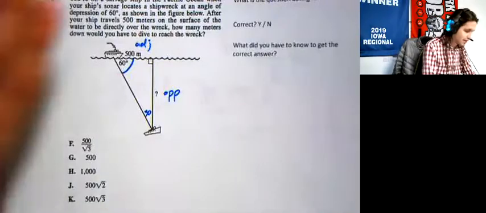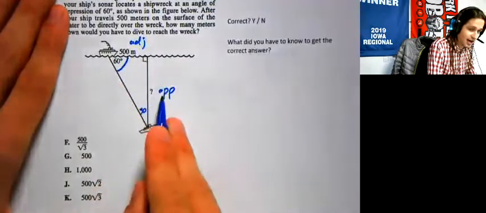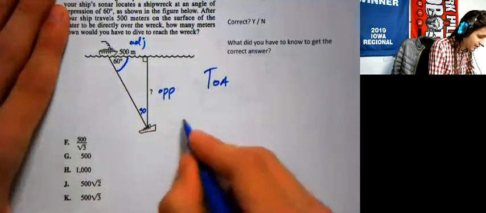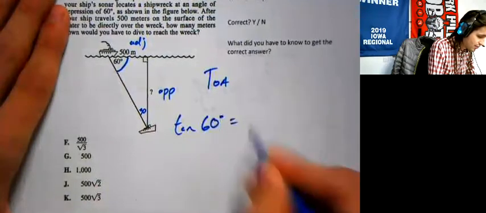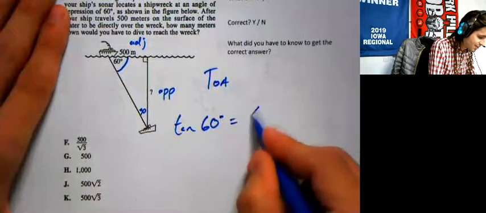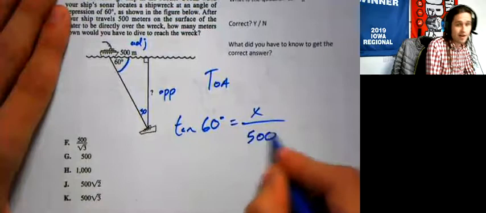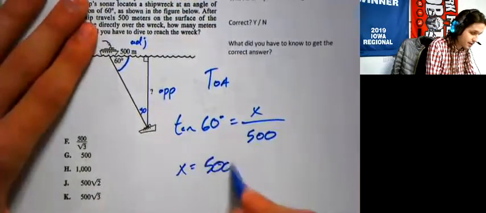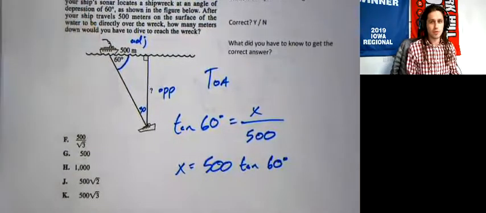So what do I know? I want to know about adjacent and opposite, so that makes me think I'm using TOA, a tangent function. Tangent of 60 degrees equals the opposite side, which I'm going to call x, over the adjacent side, which I know to be 500. So I'm trying to solve for x. X is 500 times the tangent of 60 degrees. But I don't know what that is.